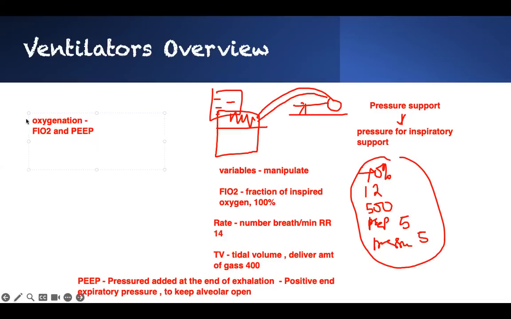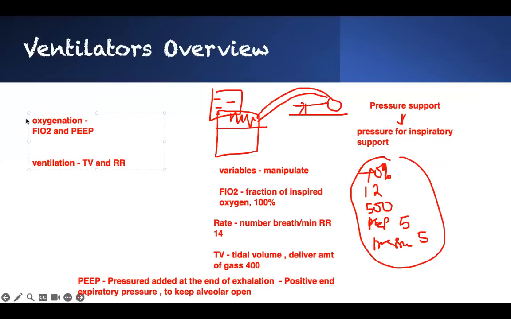But if you want to improve ventilation, ventilation is the exchange of CO2. You have to increase the exchange of CO2. And so the way you can improve ventilation is to improve their volume, so the tidal volume, and rate.